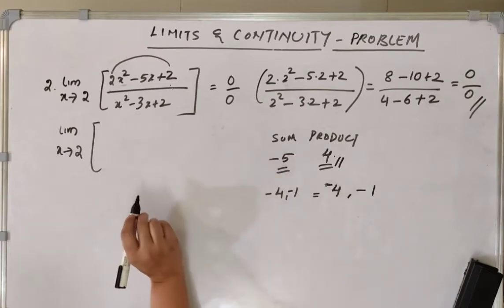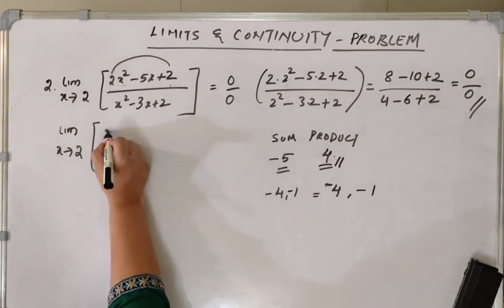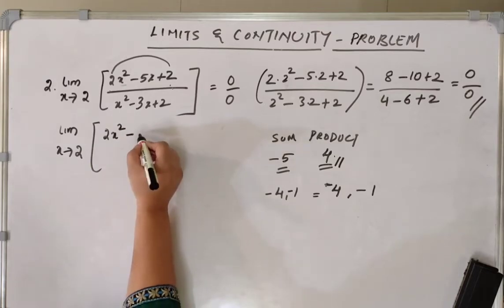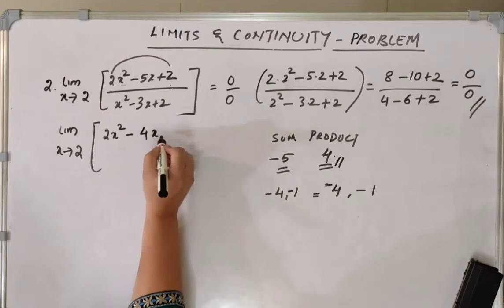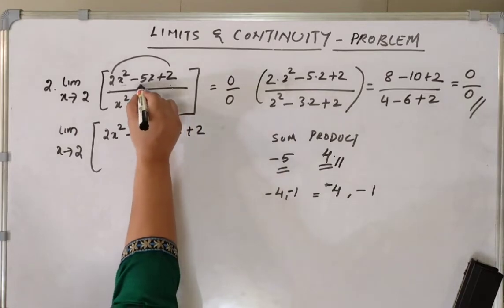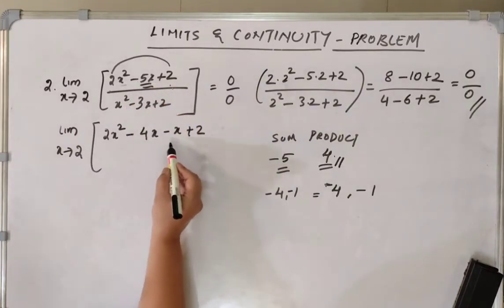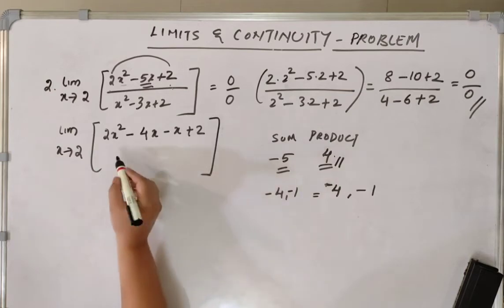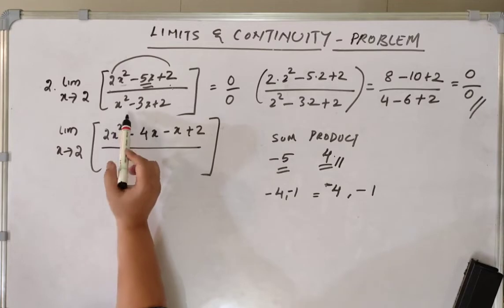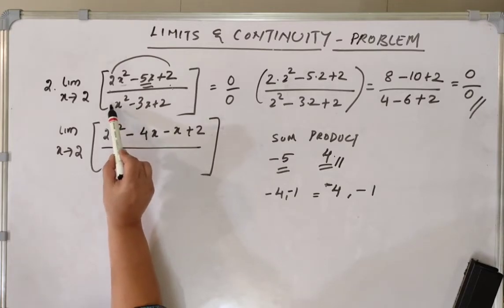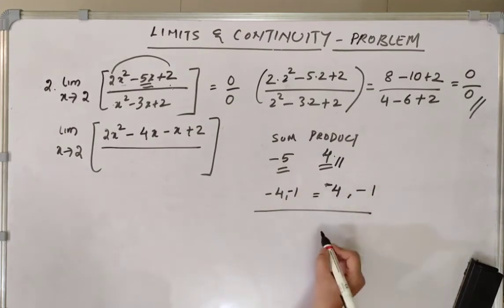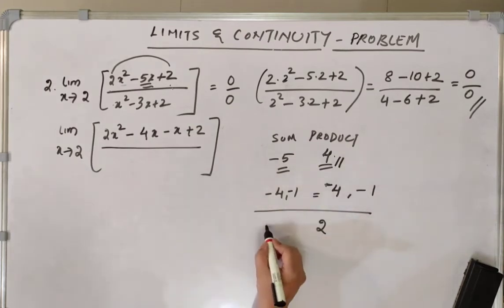So we'll get, let's split it, 2x square minus 4x minus 1x plus 2. Basically we are splitting this 5x as minus 4x and minus x. And now here again we can use the sum product method. Here if you look at the product of this coefficient is 1 and the constant, so the product has to be 2 and the sum has to be minus 3.